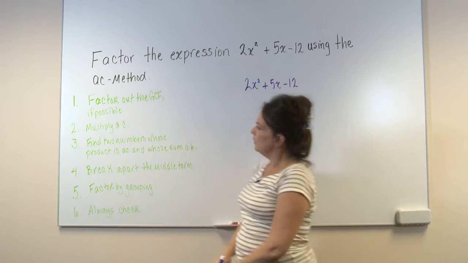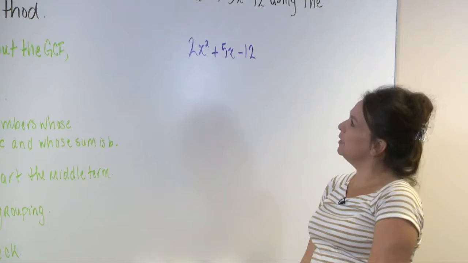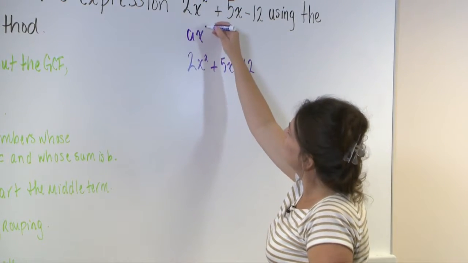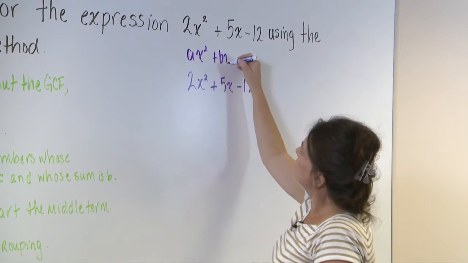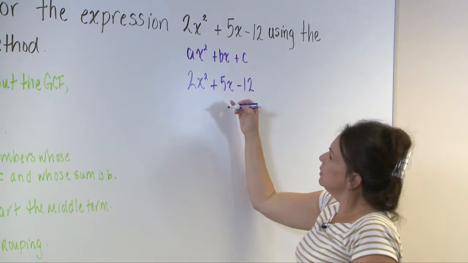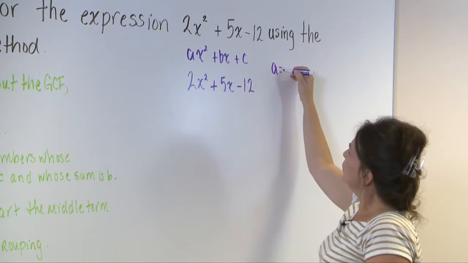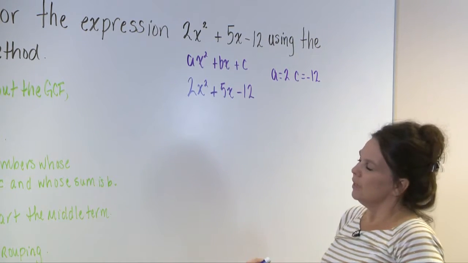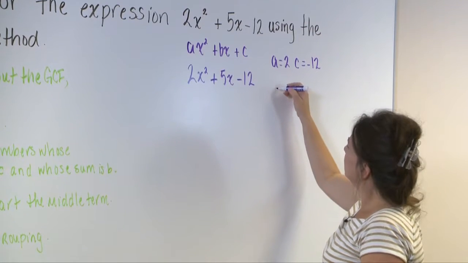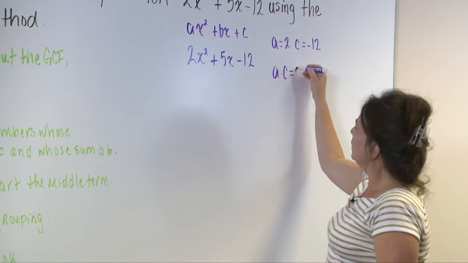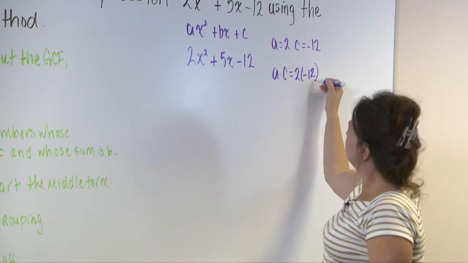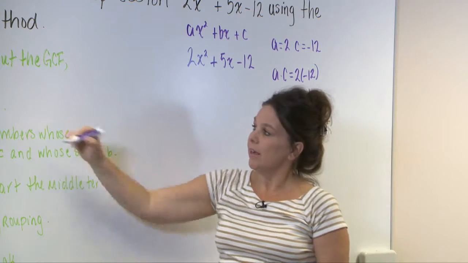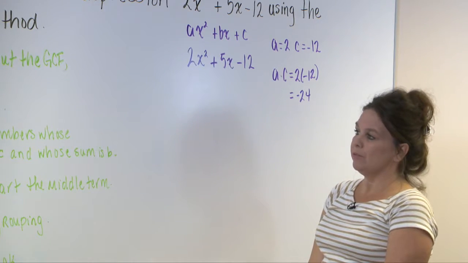Step number 2 tells us to multiply a times c. In this particular expression, it is quadratic. We have ax squared plus bx plus c. So in our problem, a is equal to 2, c is equal to negative 12. And if we multiply a times c, we have 2 times negative 12, or negative 24. So the product of a and c is negative 24.